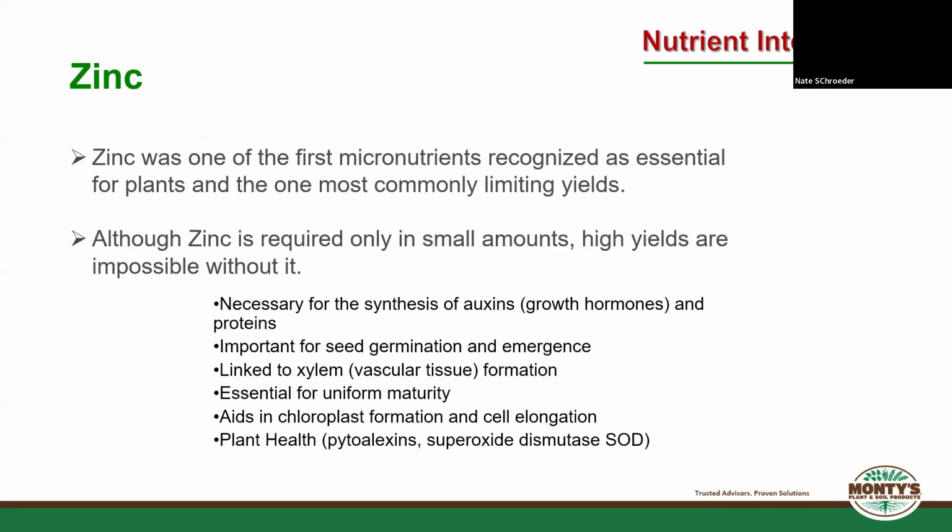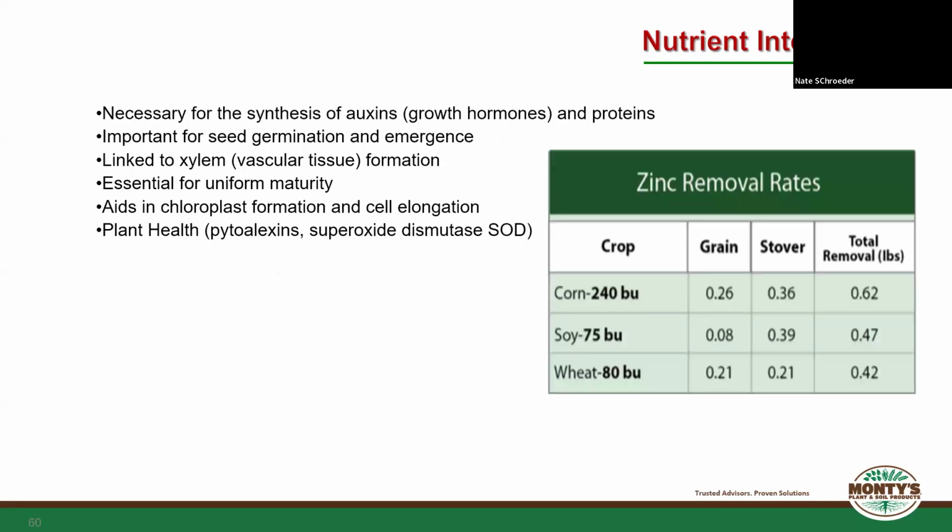High yields are impossible without it. Like copper in wheat, zinc in corn and beans can be a limiting factor. The plant physiology guys would tell you how essential it is. It's only defined as a micronutrient because of the small amount that you need.